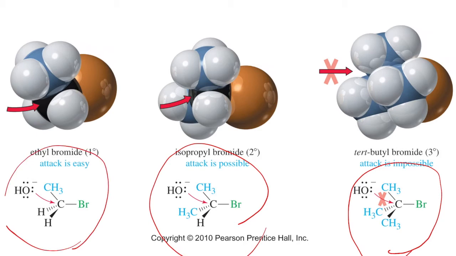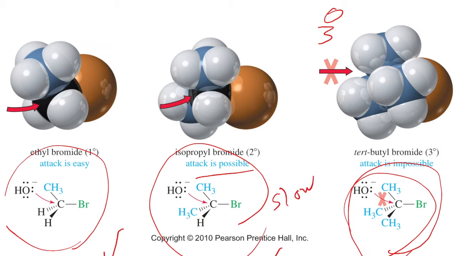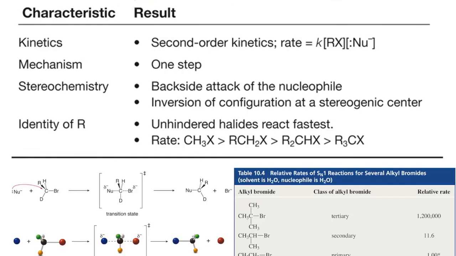How? This is the explanation. For the primary, there is enough room. For secondary, kind of yes and no, possible. For the tertiary, it is impossible. If you can see here, there is space. There is space. Oh, no space. For the tertiary, no space for SN2, so SN2 is not happening. Tertiary SN1 is happening very fast. This is slow. Methyl as well, fast.